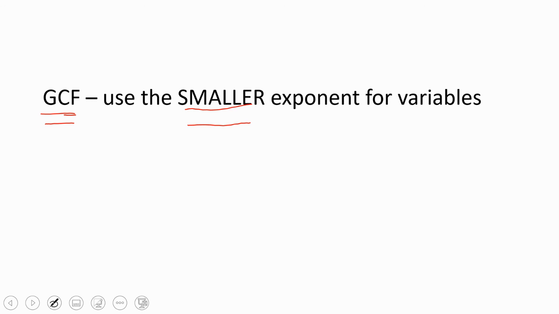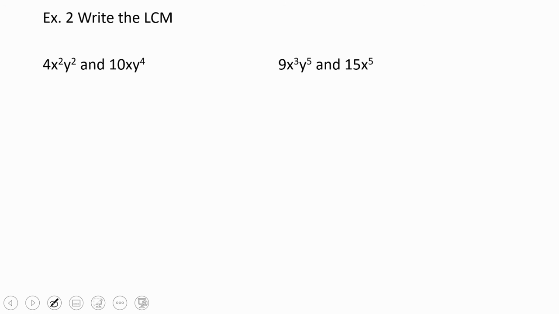Okay, now let's look at LCM. When you're doing LCM, again, we need to find the least common multiple. So when you're finding the least common multiple, 4 and 10, I'm going to go ahead and write out the prime factorization of each. Okay, so 4x squared y squared is going to be 2 times 2 times x times x times y times y.